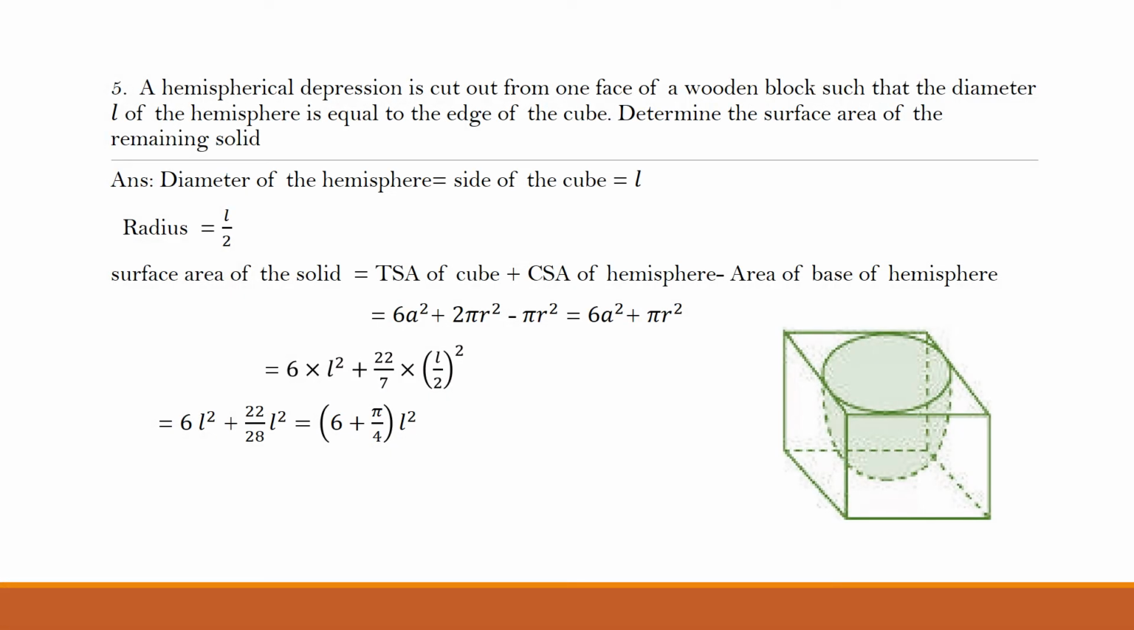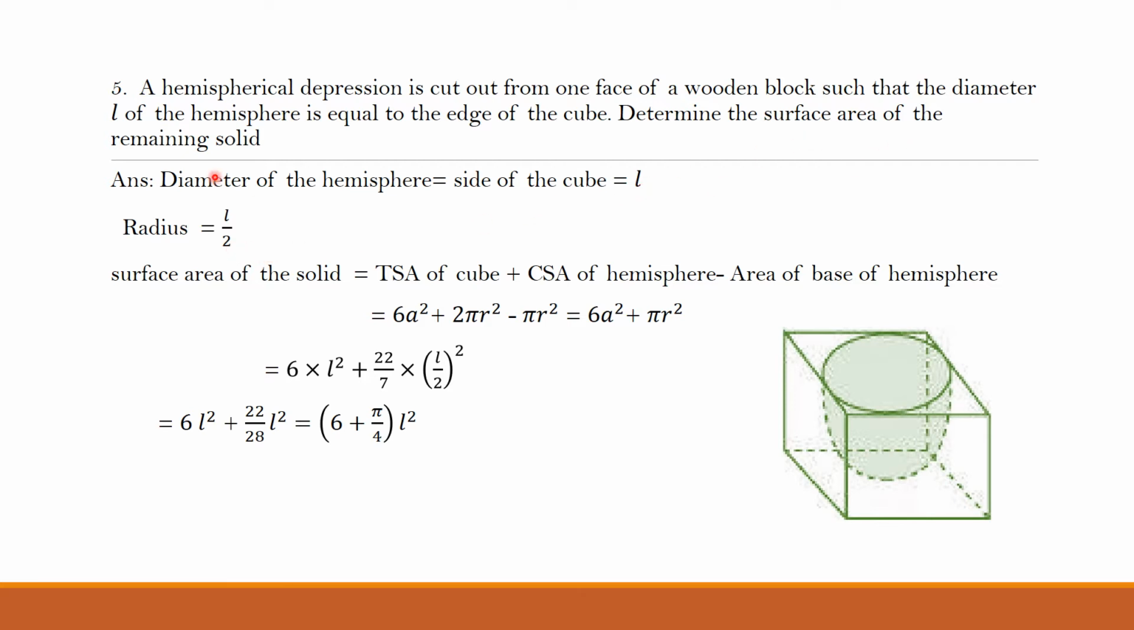Question number 5. A hemispherical depression is cut out from one face of the wooden block such that diameter L of the hemisphere is equal to edge of the cube. Determine the surface area of the remaining solid. You are given from a cubical block a hemispherical depression is cut out and it is given diameter of the hemisphere is equal to L, which is same as the edge of the cube. So we can say diameter of the hemisphere is the same as side of the cube, which is equal to L. Therefore radius is equal to L by 2.